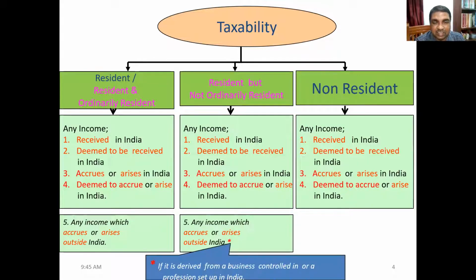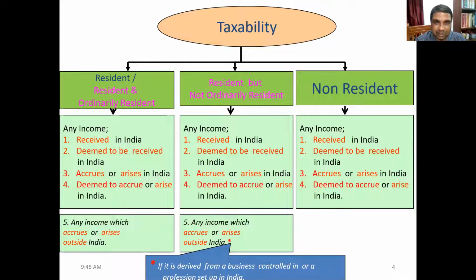What are these conditions? The conditions are that the foreign income is derived from a business which is controlled in India, or a profession which is set up in India. So if it is an Indian controlled business or Indian set up profession, even if that income is accruing or arising outside India, it will still be included in the total income of a person who is resident but not ordinarily resident. Is it clear to you?